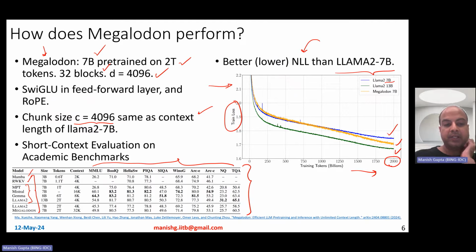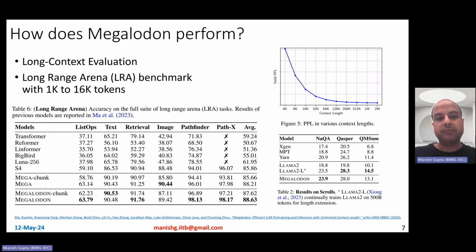Okay. So what they observe is that on short context evaluation benchmarks, this is Llama 2 7 billion, this is Megalodon 7 billion, right? And Megalodon performs better than Llama 2 for sure, of the same size. Now, clearly, it may not perform better compared to 13 billion. 13 billion is better. But you remember, they are just changing the architecture of the 7 billion parameter model. So in most cases, you observe that Megalodon is better than the Llama 2 7 billion parameter model on short context evaluation benchmarks, right?